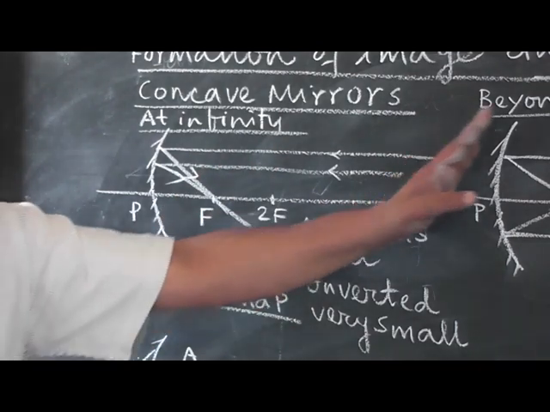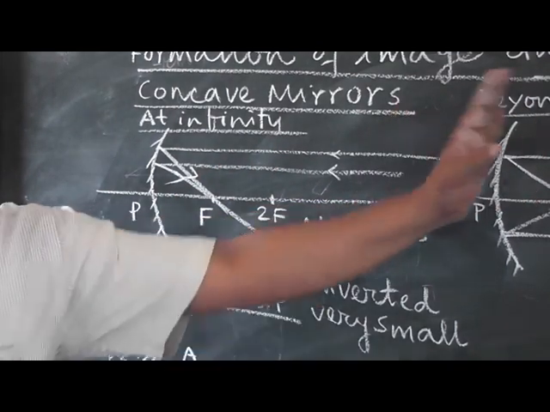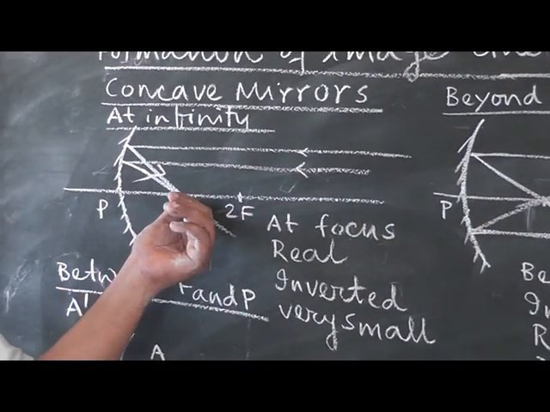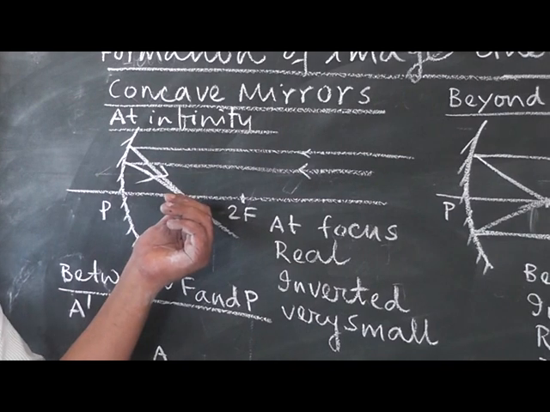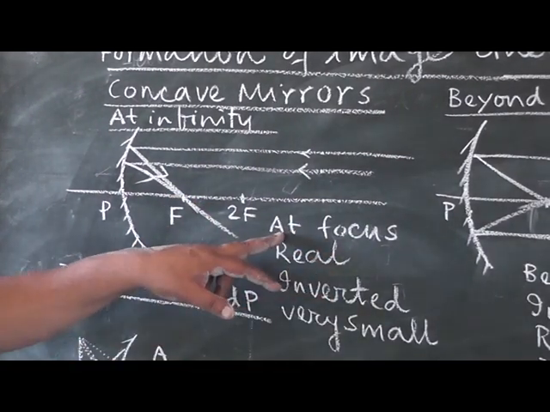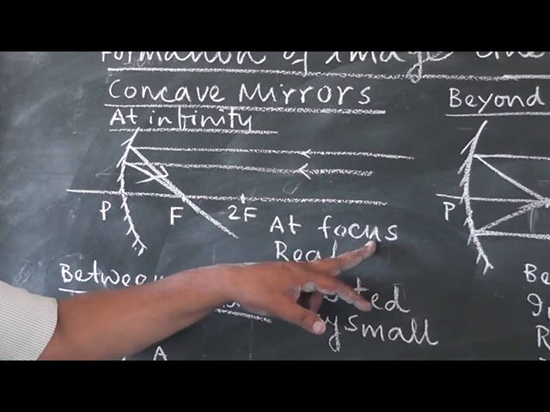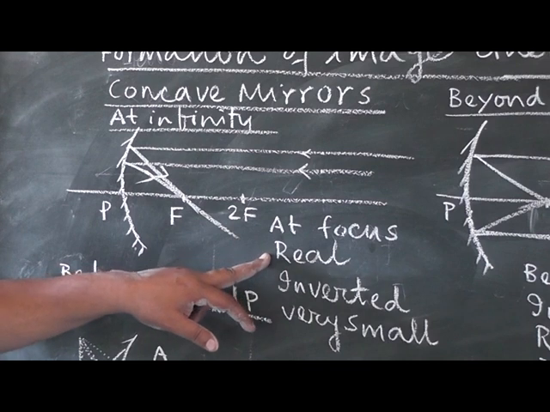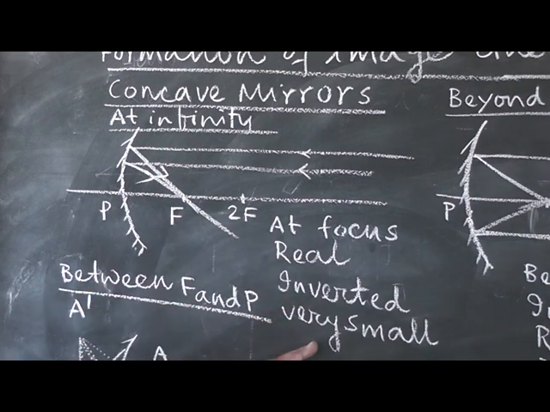Actually, we cannot have an object at infinity, we can have it at a very far distance. Therefore, instead of getting a point image, we will get a very small image, and the characteristics of the image or position we can write. The image will be formed at the focus on the same side of the object. It will be real, inverted, and very small in size.